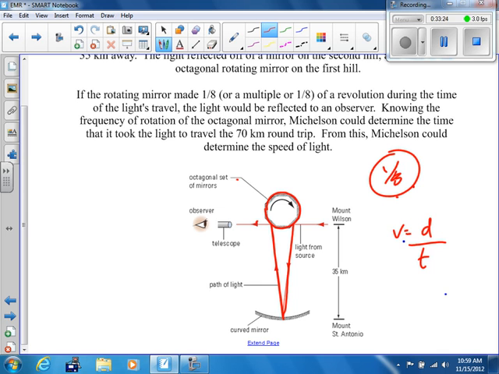Make sense? Okay, let's have you write this down, and then I'll show you mathematically how this ends up working. It ends up being not really that big of a deal, once you see the mathematics of how you actually find the speed of light. So write this down, and then we'll get into the math of it.